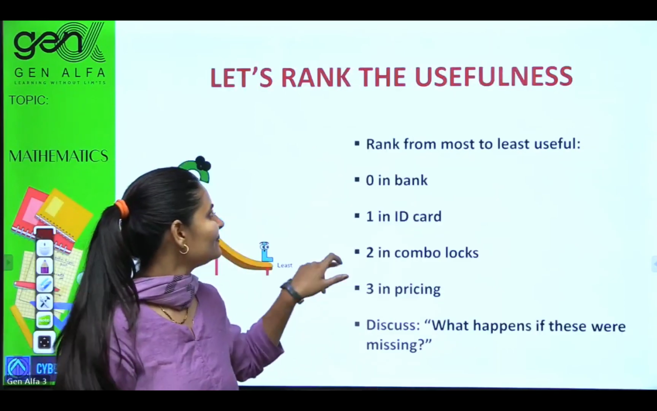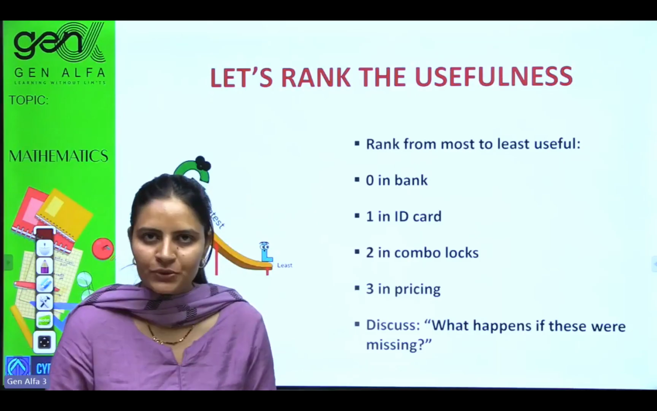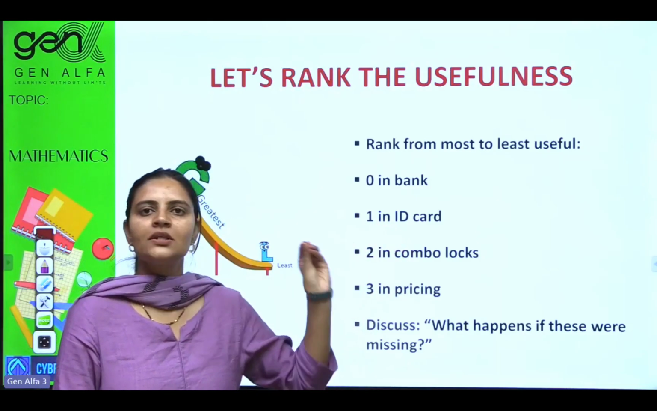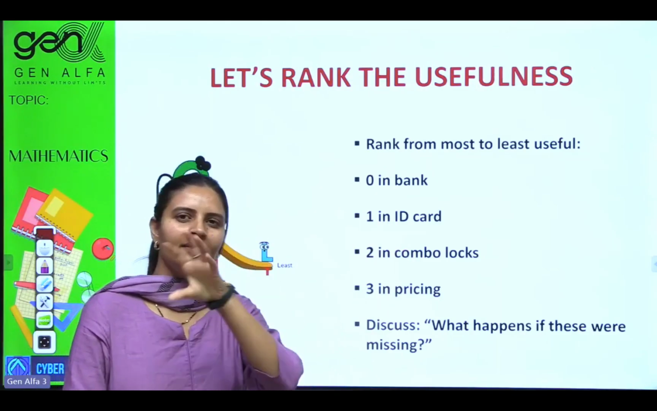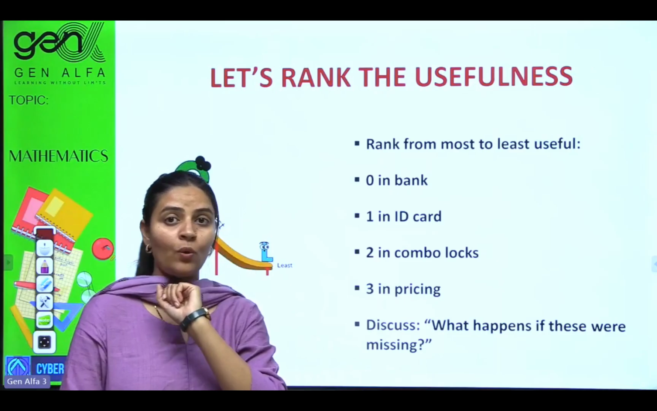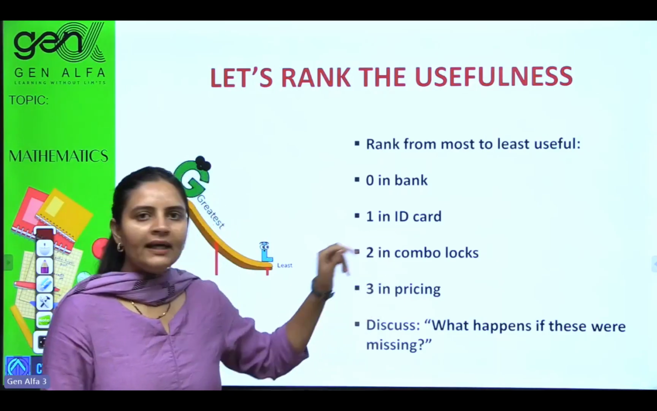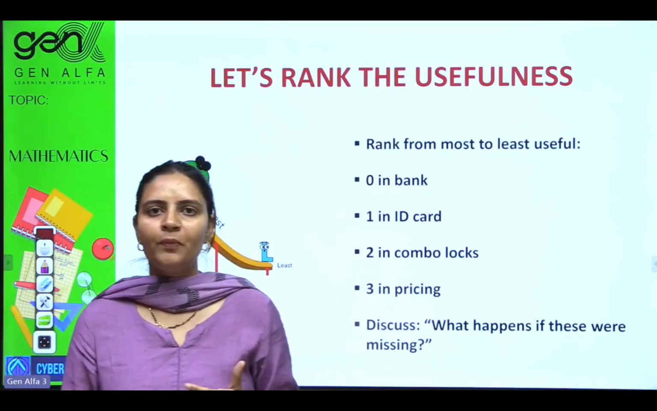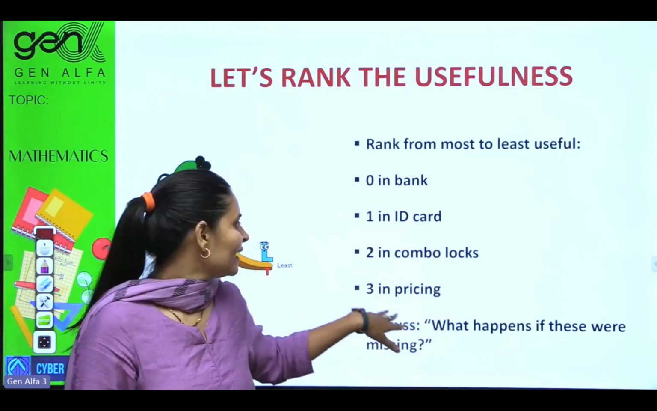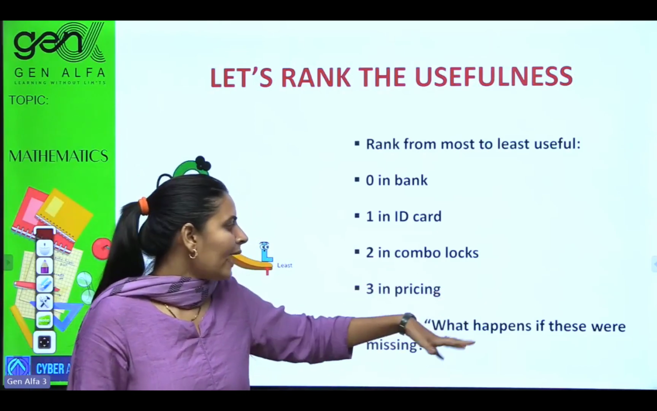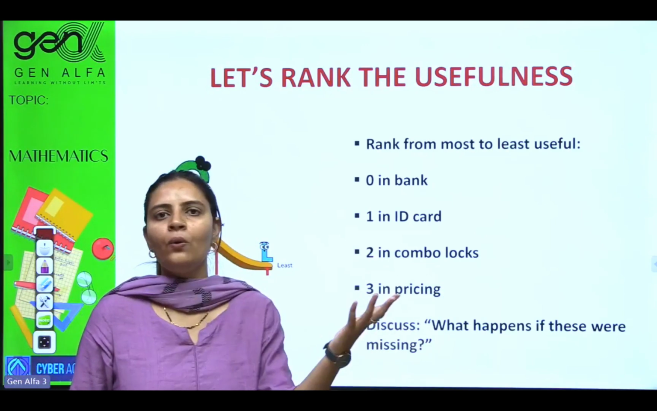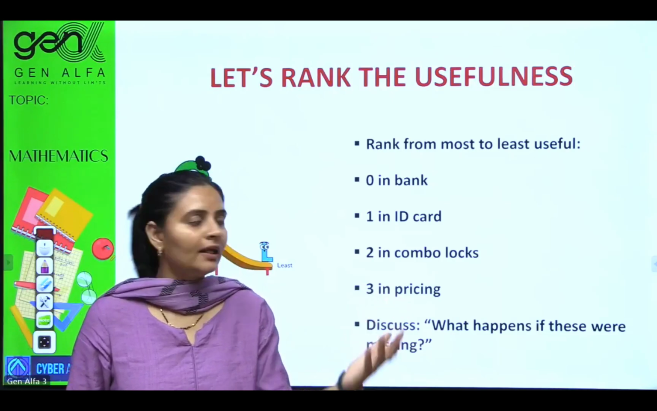The rank from most to least useful. 0 in bank. Yes, it's most useful. Remember 0, 1, 10 rupees, 550. Yes, 0 is so much essential. 1 in ID card. Yes, each one's ID is important. 2 in combo locks. Yes, offer is there. 3 in pricing. So what happens if there were missing? There would be no time cracked. It's so essential having numbers.